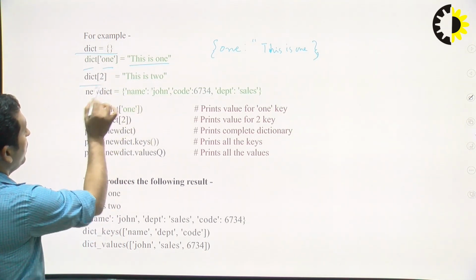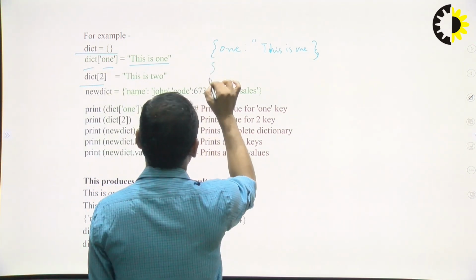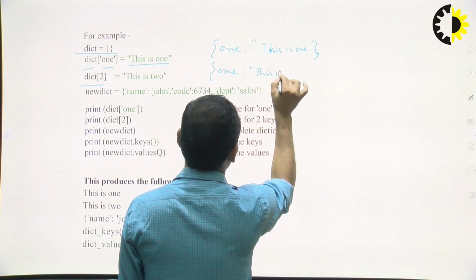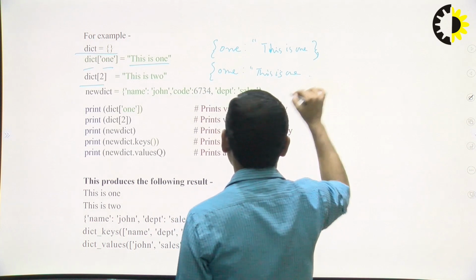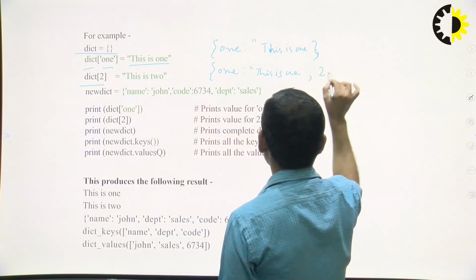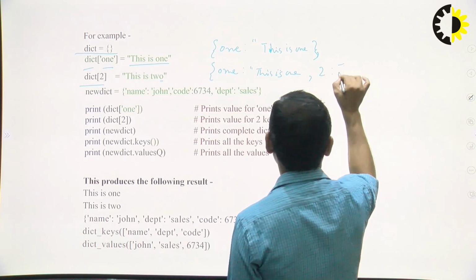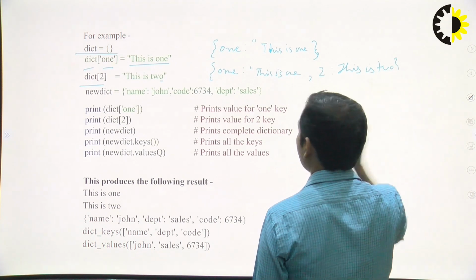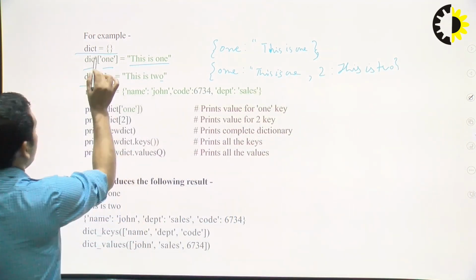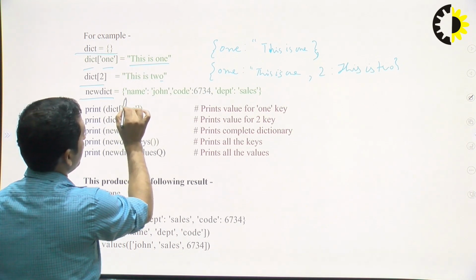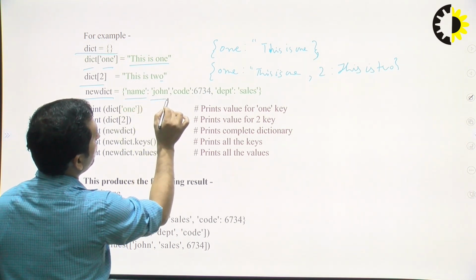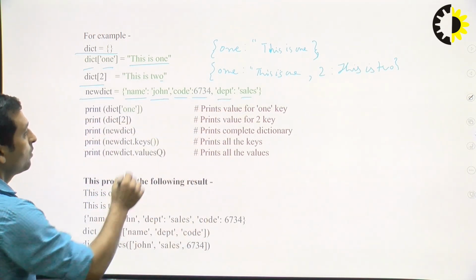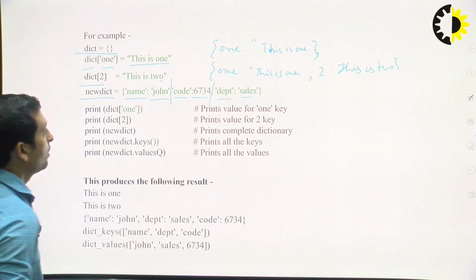Now the second item, dict 2. One item is already present in the dictionary, that is 1. Now the second item, the key index is 2 and the value is 2. The second item is added in the dictionary, and new dict is already declared. This is key, this is value; three different items are here, key and value pairs.